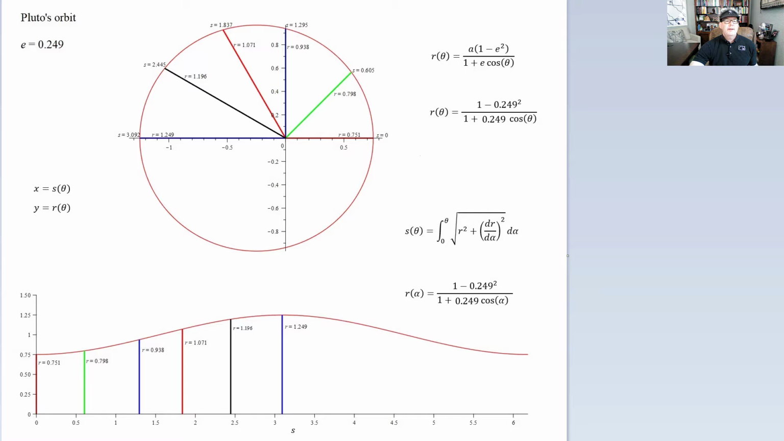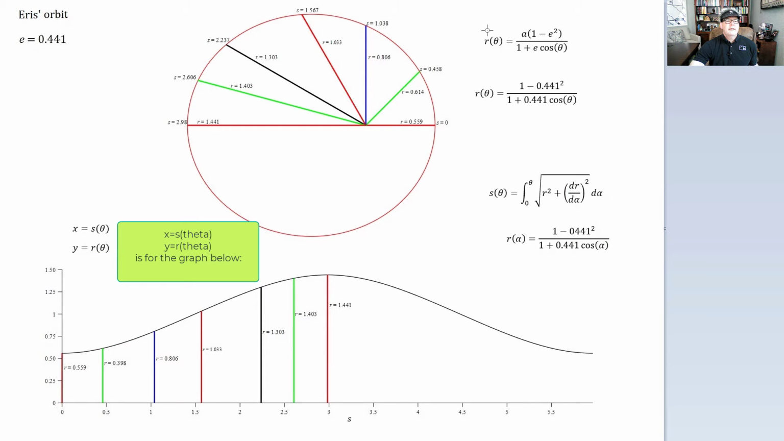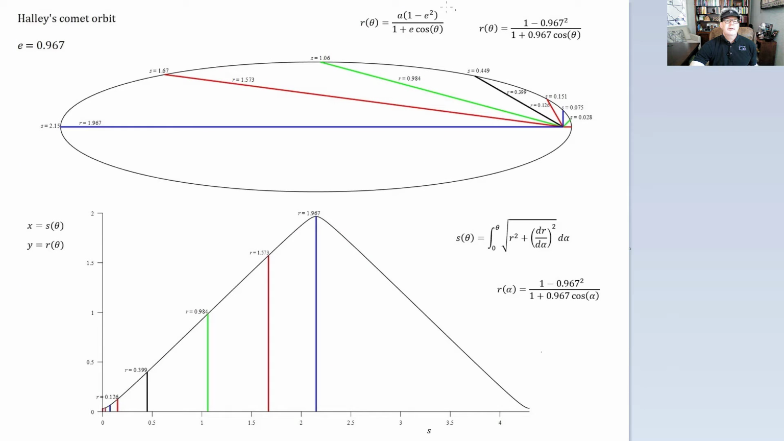For Pluto's orbit, the S, I already did the top half. By symmetry, the bottom half would be similar. So we can find our position. It is for Eris's orbit. And now things balance a little bit more, because by the time we reach 1, have we gone roughly half the arc length? Yes. And similarly for Halley's Comet.